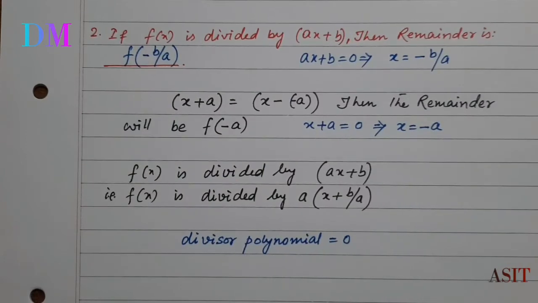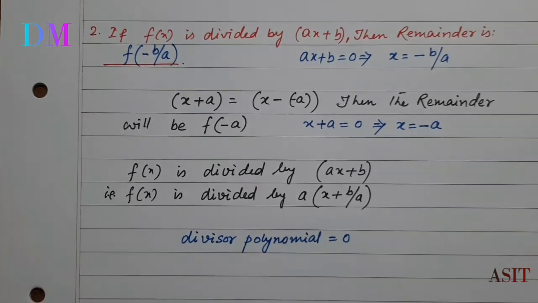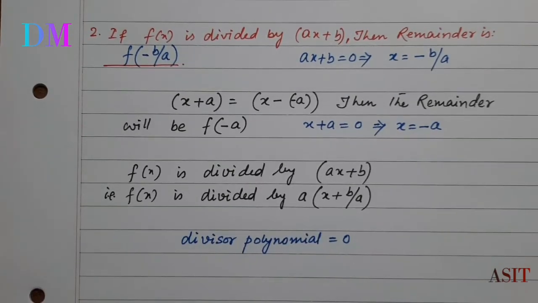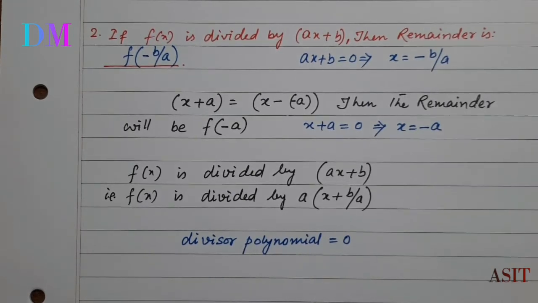Similarly, if we put ax plus b equals to 0, which implies x equals to minus b by a, therefore the remainder will be f of minus b by a. That is how it will help you to find out the remainder. Now let us see some examples.